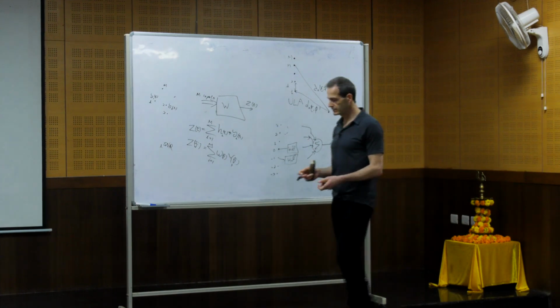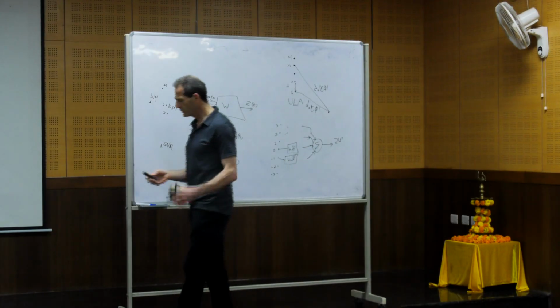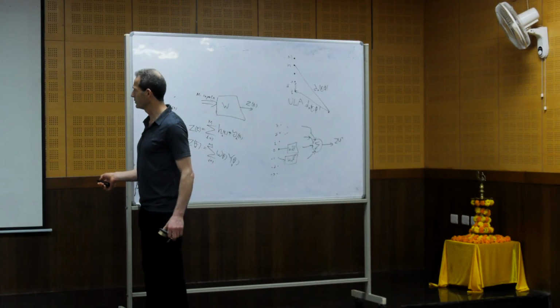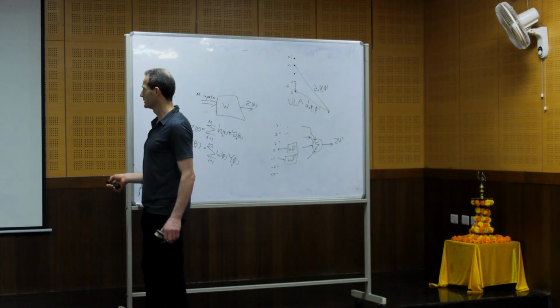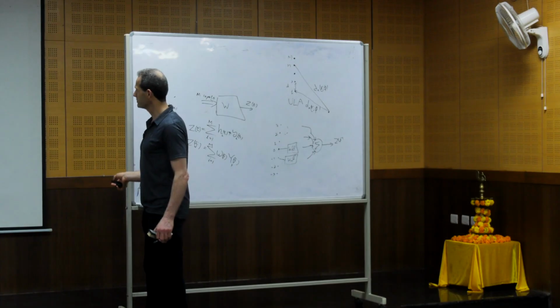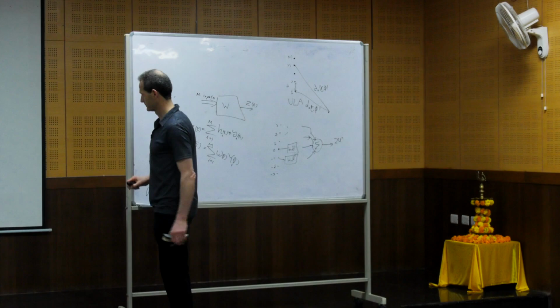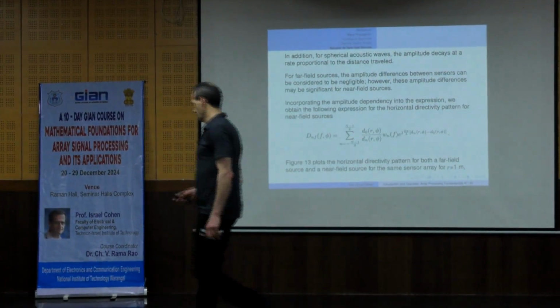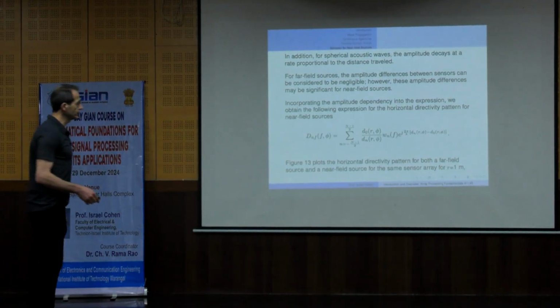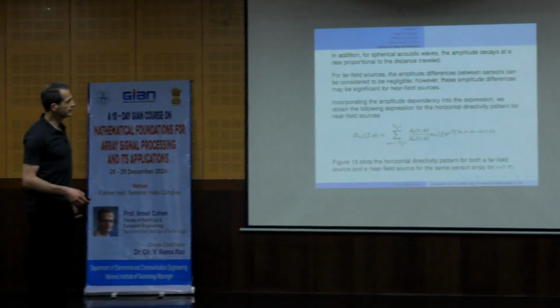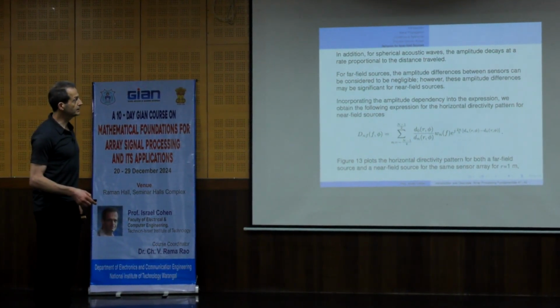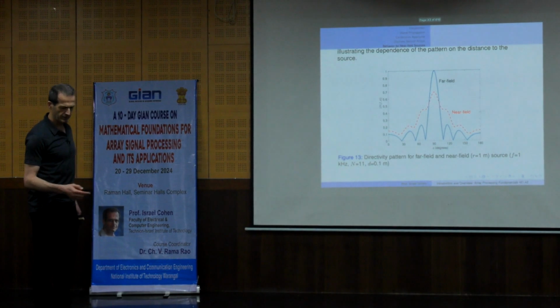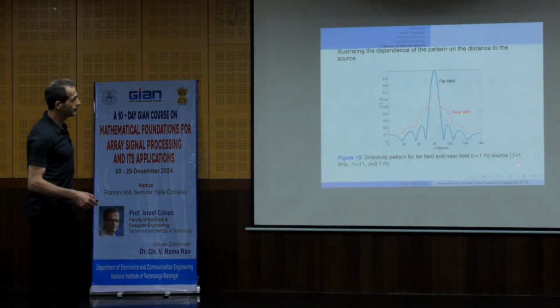So this is the directivity. And we can normalize it, of course. If we divide it by a certain value, it doesn't really matter. So this summation is the strength of the output signal for a near field. Now we want to see what is the difference between far field directivity pattern and near field directivity pattern. So this is just an example.